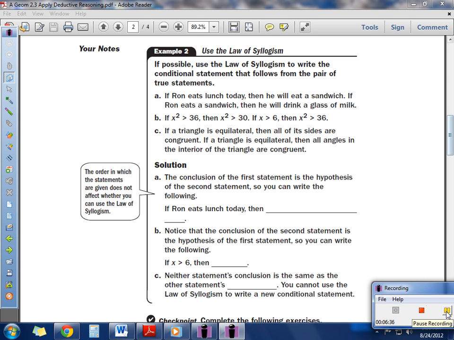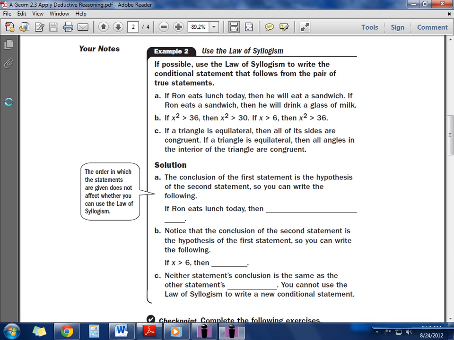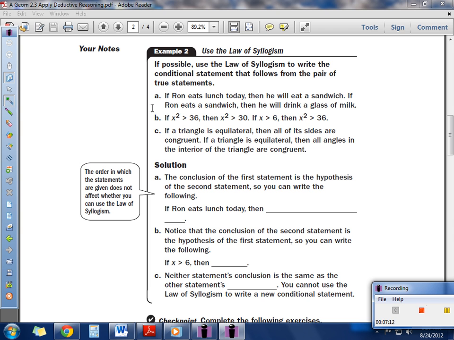On example 2, if possible, use the law of syllogism to write the conditional statement that follows the pair of true statements. So once again, thinking back to your definition, we should remember that they'll give two if-then statements and then a third one that follows from it. We've got to see what will happen. So here are the two if-then statements, and once again, we're looking for repeated pieces to cut. Are there any repeated pieces in that first set of conditional statements?